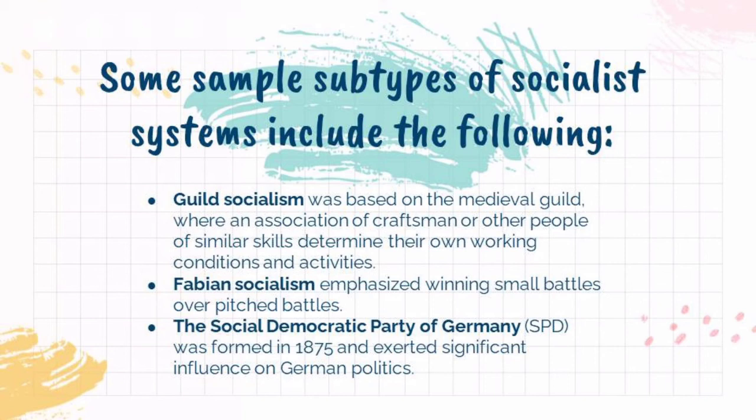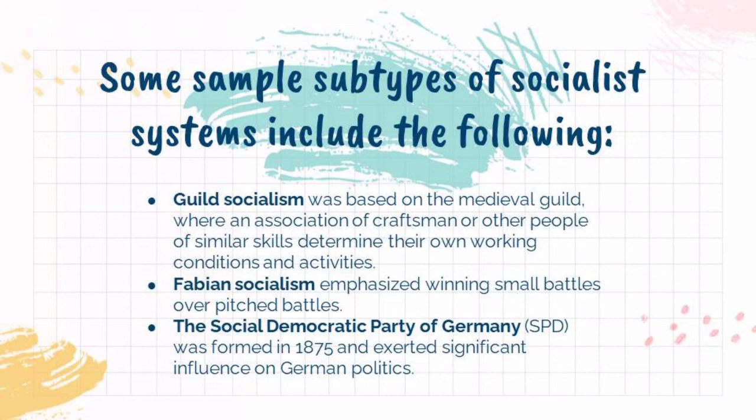Next is Fabian socialism. It emphasized winning small battles over pitched battles. The Fabian Society was named after the Roman general Fabius Cunctator, who wore down Hannibal's armies through minor skirmishes rather than major battles. They advocate the social control of property by an impartial administration of enlightened experts.